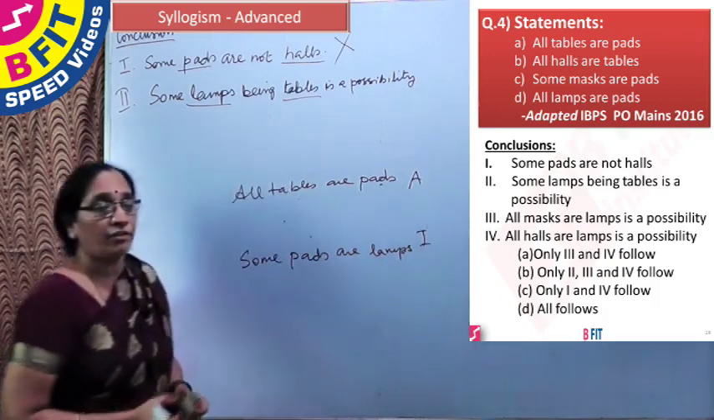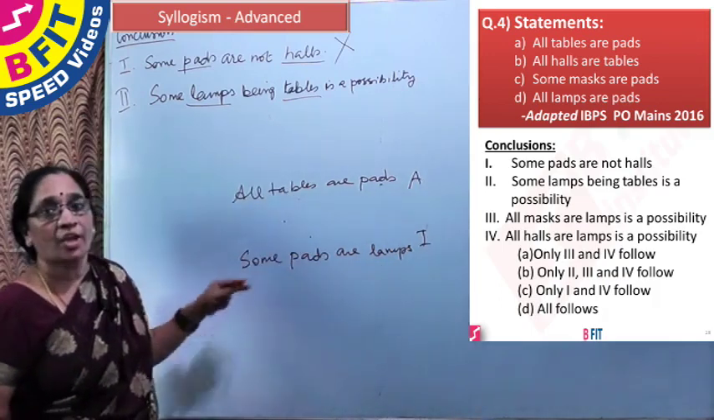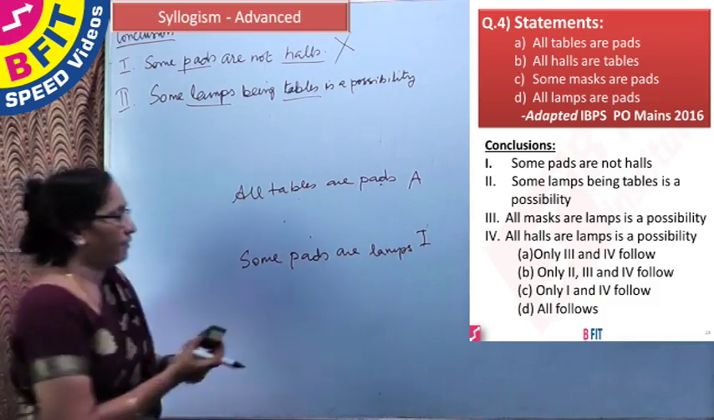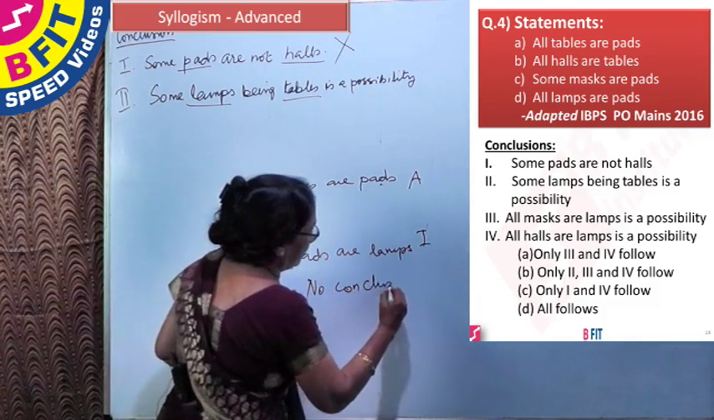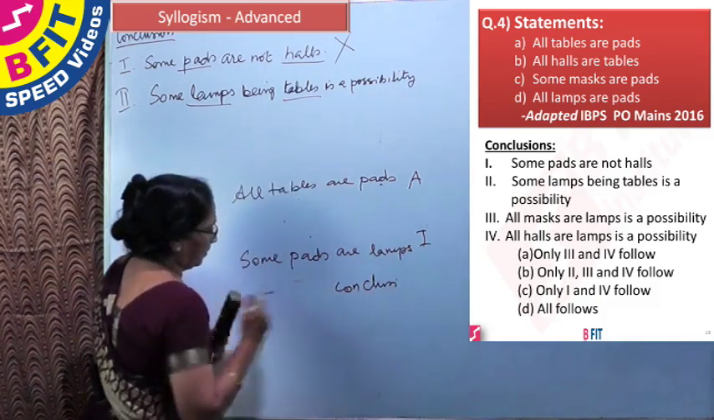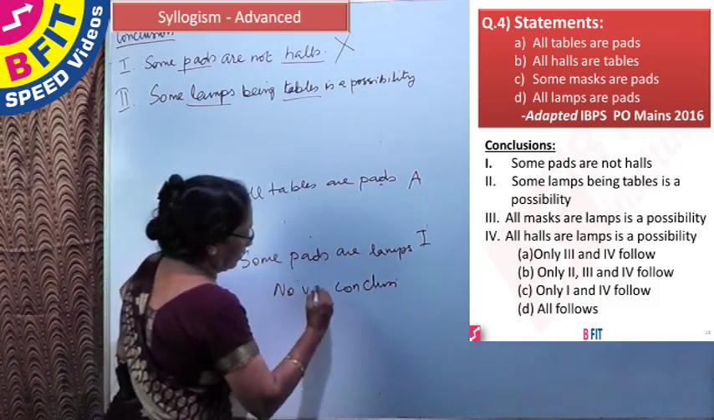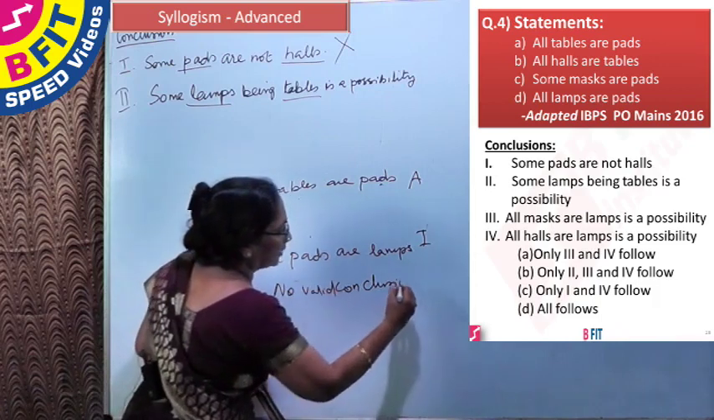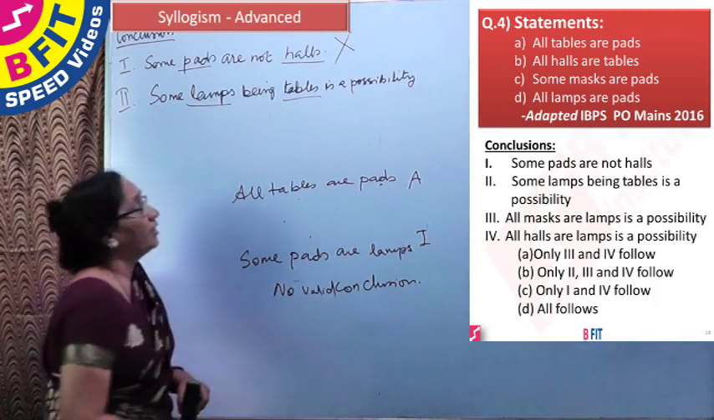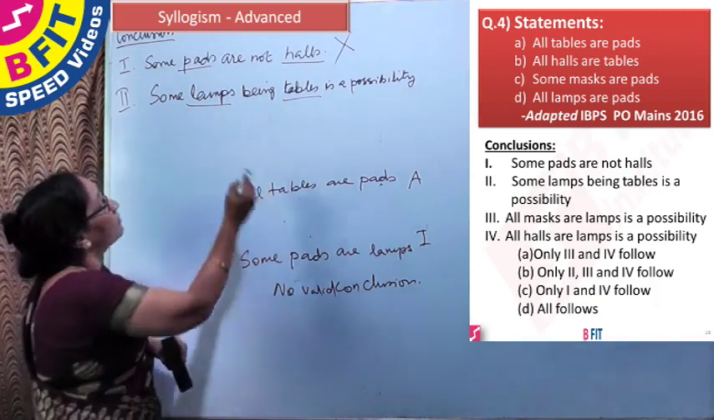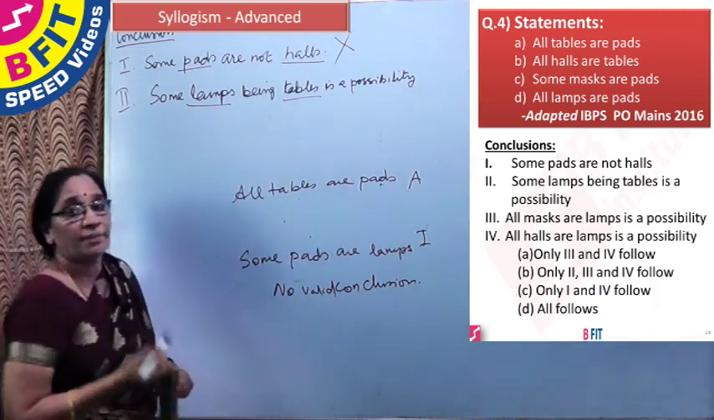After realigning, we find that it is an A plus I combination. A plus I gives no valid conclusion. When there is no valid conclusion, then the possibility case with the same subject and predicate will be true.